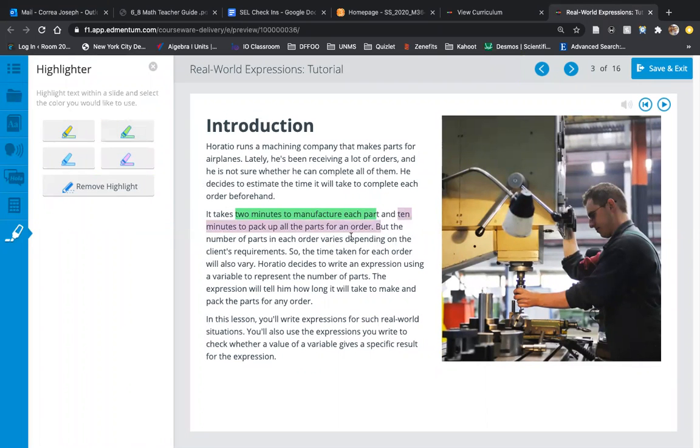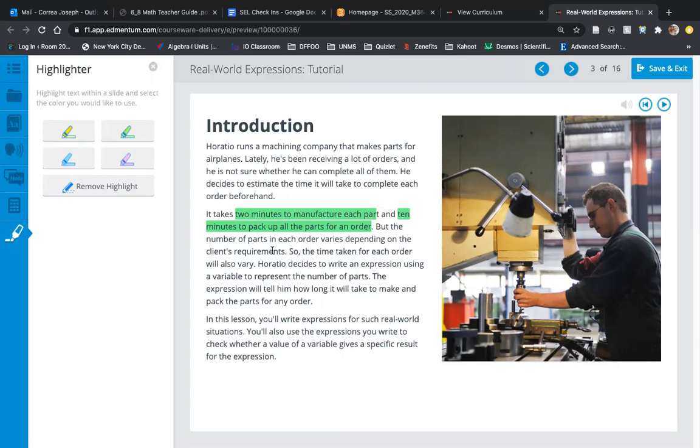And it takes 10 minutes to pick up all the parts for an order. So basically, he'd have to walk somewhere, collect all the parts together, that takes 10 minutes, and then putting all the parts together takes 2 minutes for each part. So say he had to make 20 different parts, it's going to take him 10 minutes to get all the materials for those parts, and then 2 minutes each to make those 20 parts. Just to give you an idea.